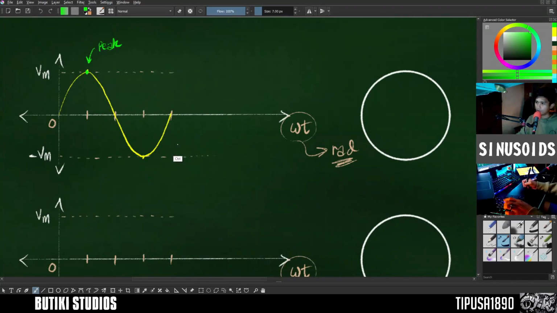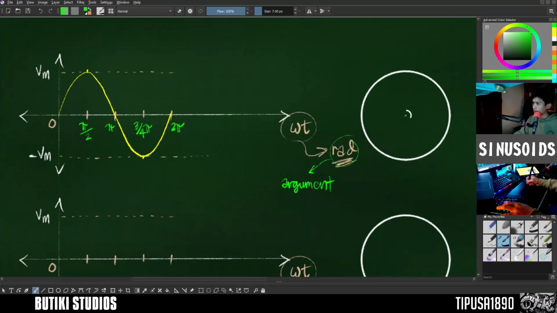We have discussed that earlier, di ba? But if our basis is the angular velocity, or the omega t, the argument, we can draw here pi over 2. Then we have here your pi, your 3 over 4 pi, and your 2 pi. So basically these are just quadrantal angles.